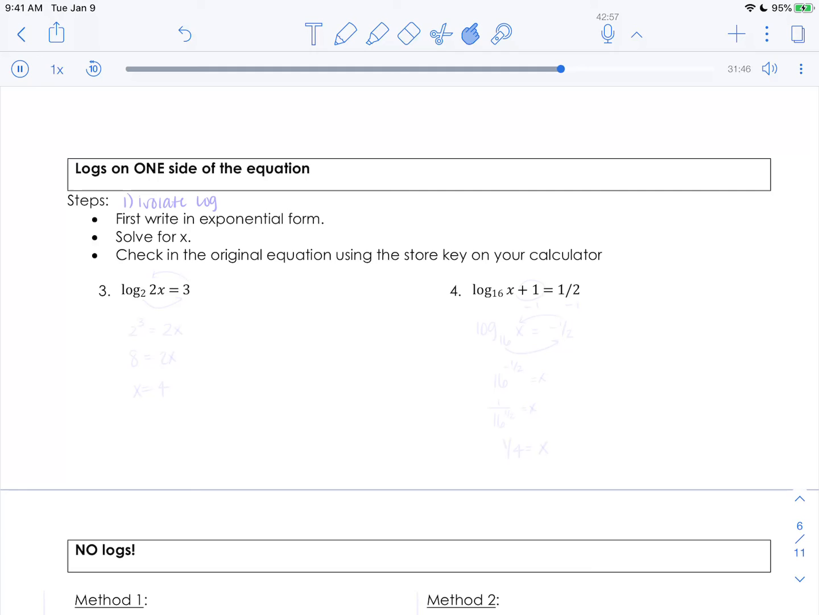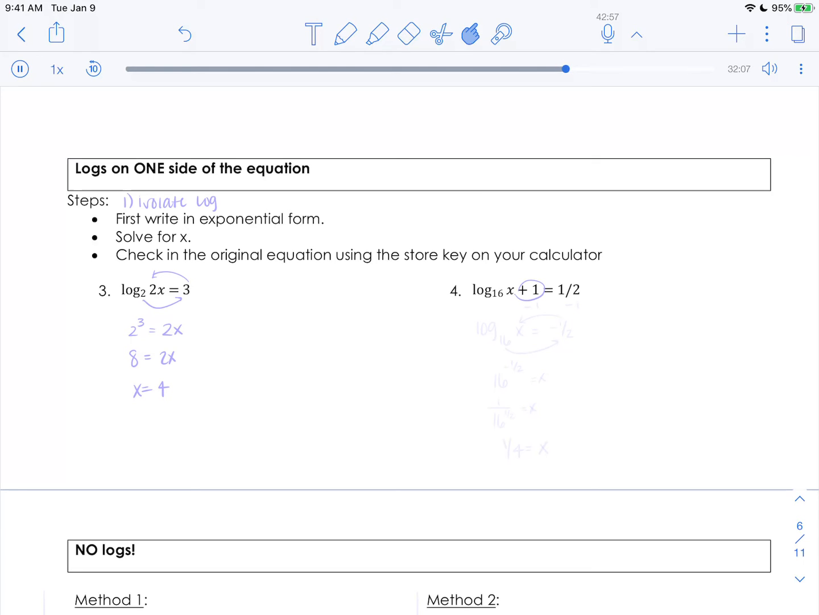So for number 3, our log's already by itself, right? So now we can loop around. We're going to write it in exponential form. So this will be 2 cubed equals 2x. We know 2 cubed is 8. So 8 equals 2x. Divide by 2 on both sides. x equals 4.